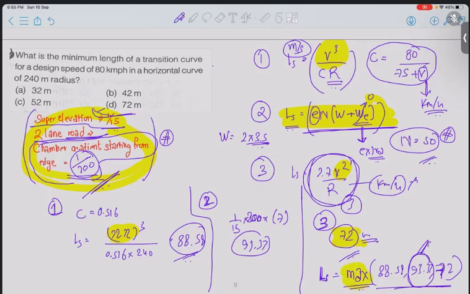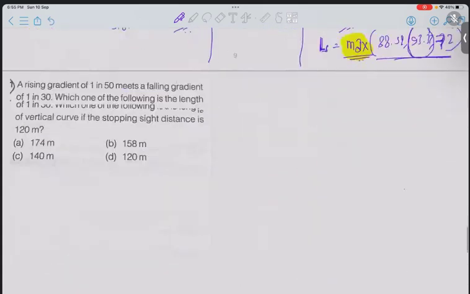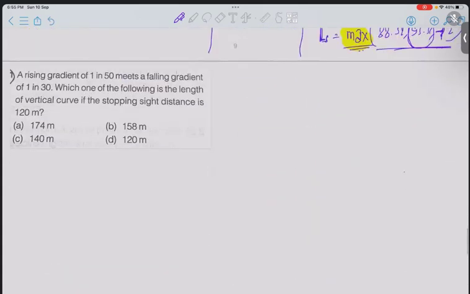Okay, now let's go to the other question. Rising gradient 1 in 50 meets with falling gradient 1 in 30. Which one of the following is the length of the vertical curve in the stopping sight distance? Now, I have a question for you guys. Which type of curve is this? Is this a valley curve or is this a summit curve? Rising gradient? Summit. Correct. Very good.